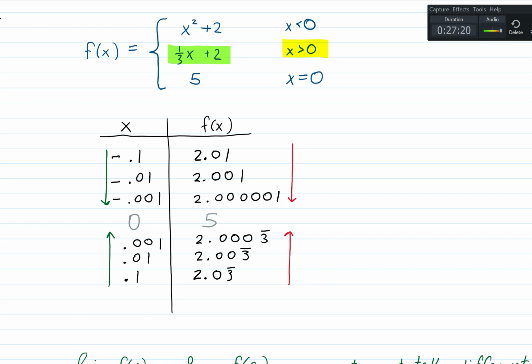Don't say, oh no, they look like they're getting closer to the number 5. No, they don't, do they? Look at these numbers. Look at that, and that, and that. Do those numbers look like they're getting close to the number 5? They look like they're getting closer to the number 2, don't they?